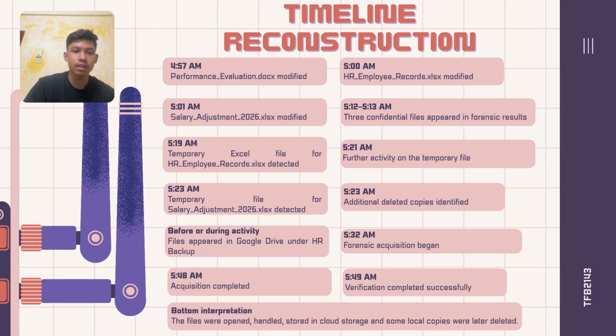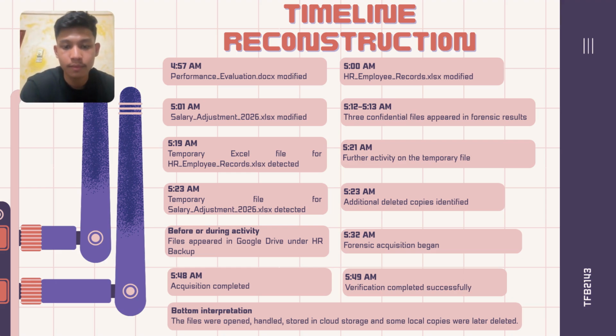The Google Drive screenshot also showed that 3 confidential files were present in a folder named HR Backup. This supports the involvement of cloud storage. However, the screenshot does not show the exact upload time, the user account involved, or who performed the upload. The forensic acquisition then began at 5:32 AM, was completed at 5:48 AM, and verification was completed successfully at 5:49 AM. Overall, the timeline showed that the documents were opened, handled, copied to cloud storage, and some local copies were later deleted.